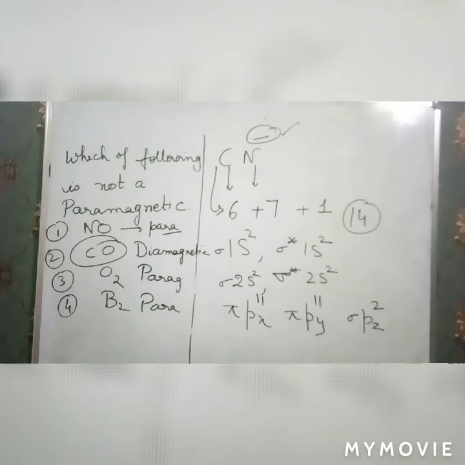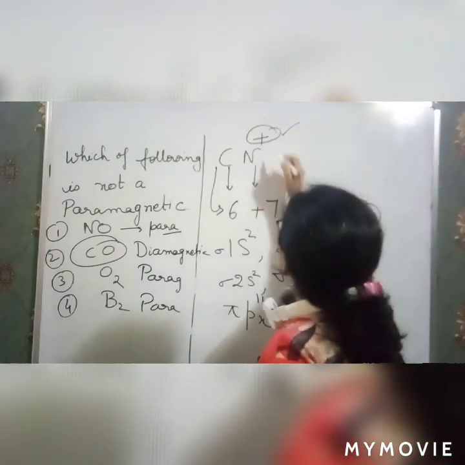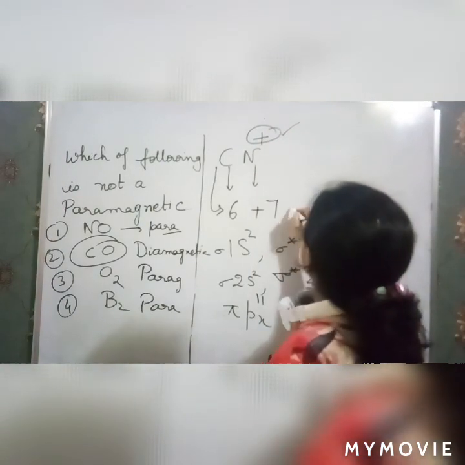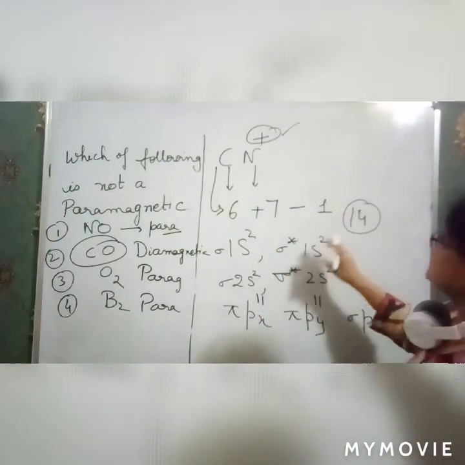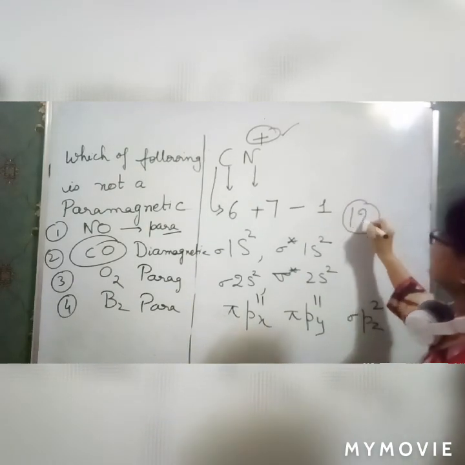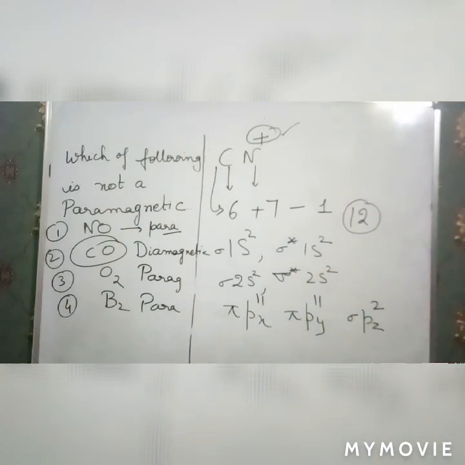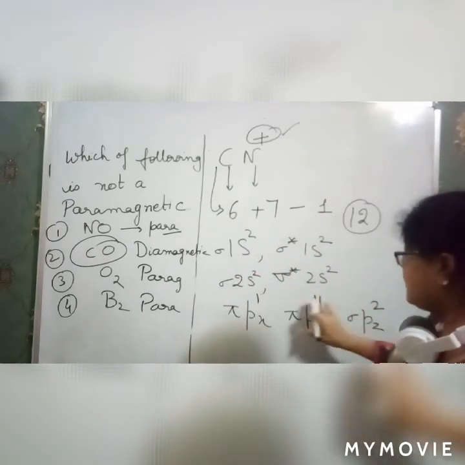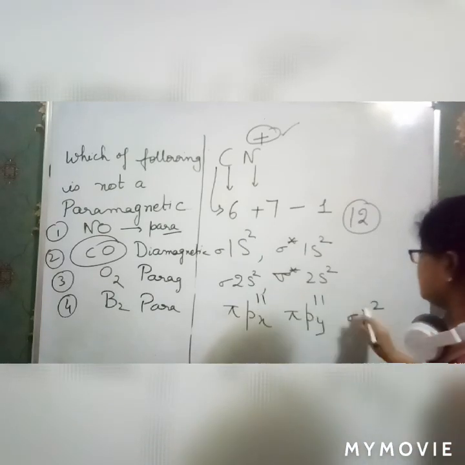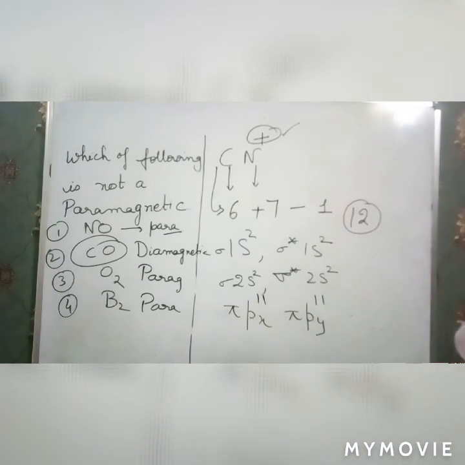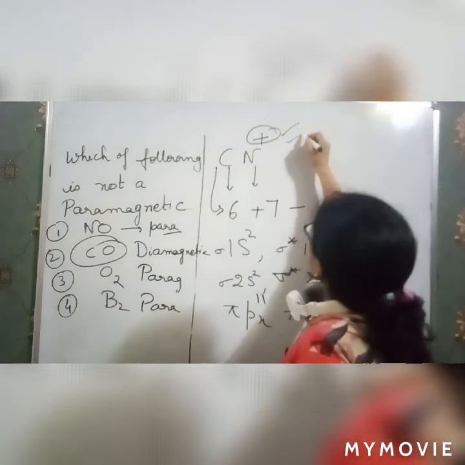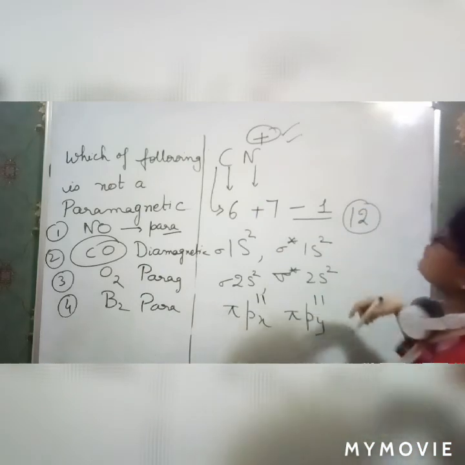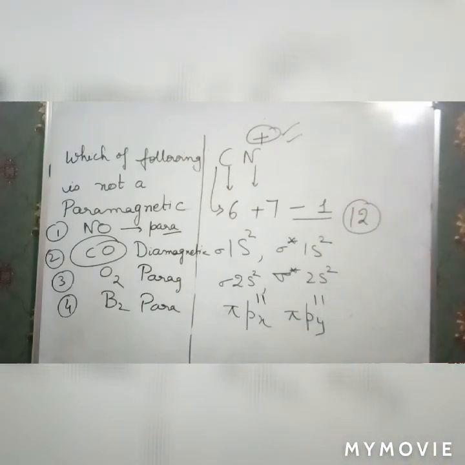If I have, for example, C2 plus 1, so we just subtract 1. So we have here 12. So for the 12: 2, 4, 6, 8, 9, 10, 11, 12. So it is also paired. So it is also diamagnetic. Okay. In case of positive, we subtract the charge, and in case of negative, we add the charge. In this way, we fill the molecular orbitals.